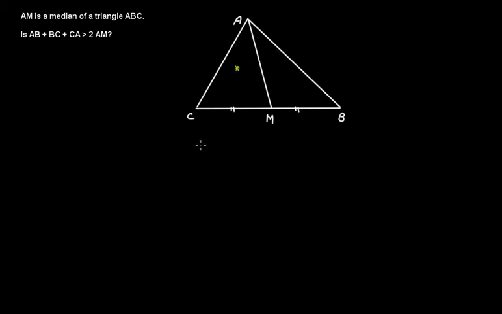Take this triangle AMC. In this triangle, if you focus on this one, AC plus CM, since M is a median, it means that these two sides will be equal. So AC plus CM will be greater than this AM, right? This is the first equation.